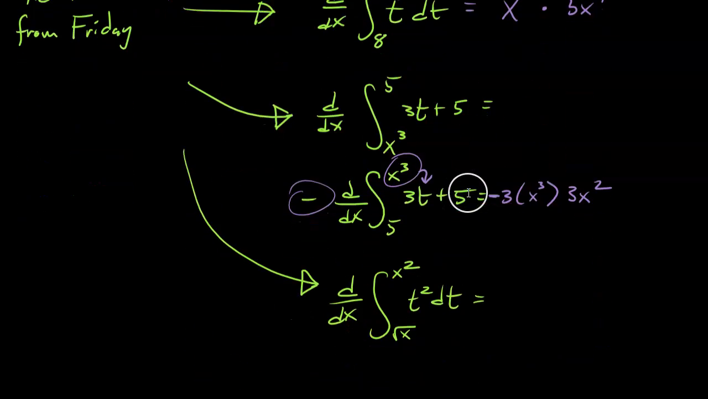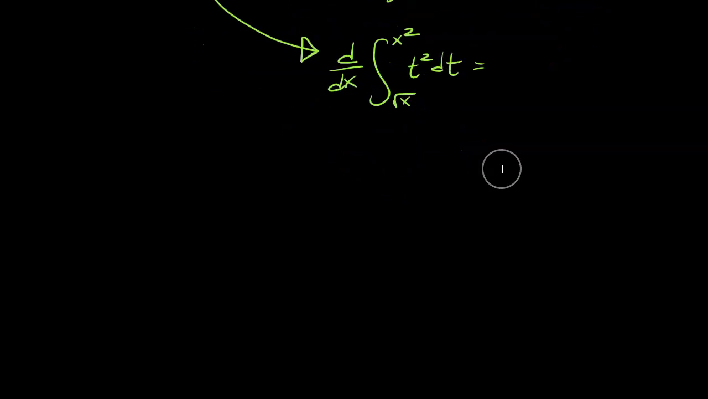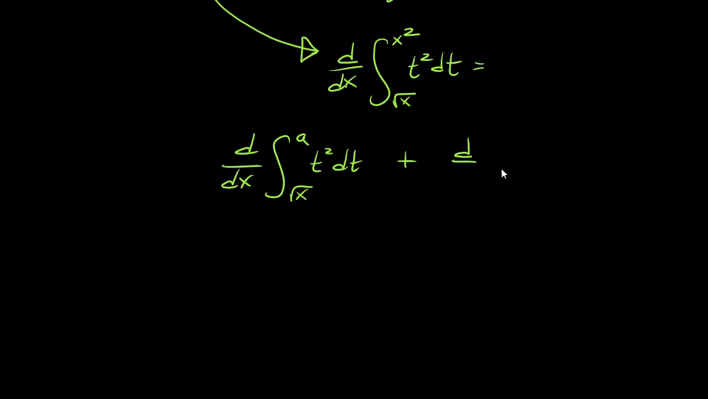So what we're going to do is pick a value that's in between square root of x and x squared. And we're going to break this up and say the integral from square root of x to a plus the integral from a to x squared.